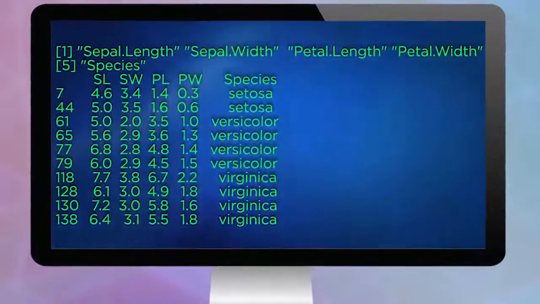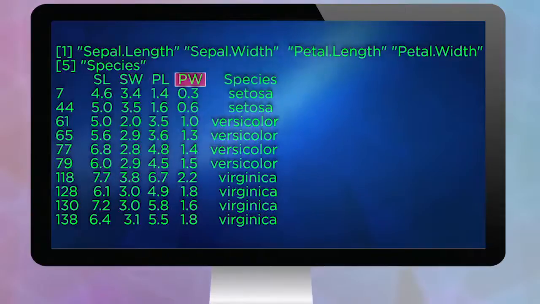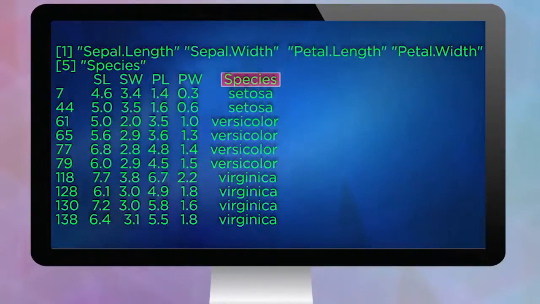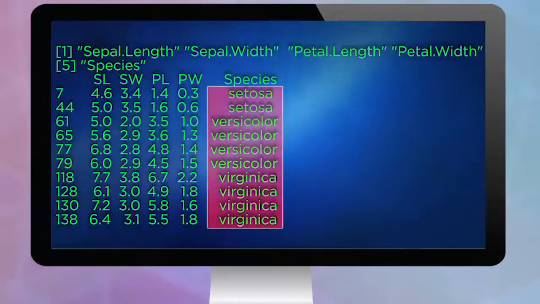All right, let's remember our iris data set. We have sepal length, sepal width, petal length, petal width, and species. Here you see a sampling of variables from our data set, and you see their associated values, along with the species: setosa, versicolor, and virginica.